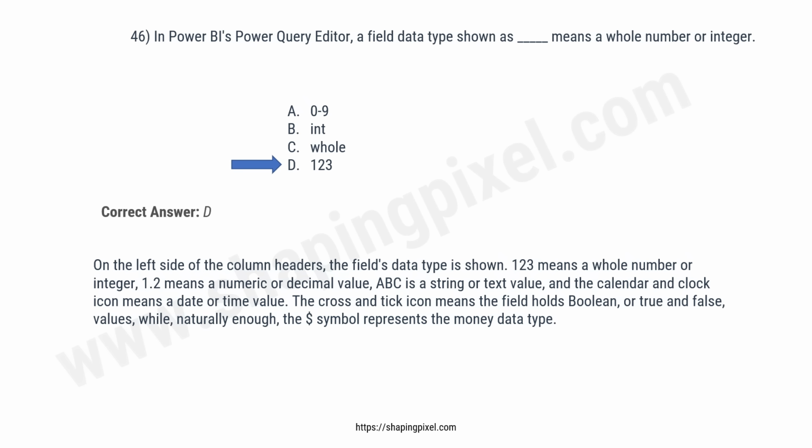So on the left side of the column headers, the field's data type is shown. 1, 2, 3 means a whole number or integer. 1.2 means a numeric or decimal value. ABC is a string or text value, and the calendar and clock icon means a date or time value. The cross and tick means the field holds boolean or true or false values, while naturally enough the dollar symbol represents the money data type.